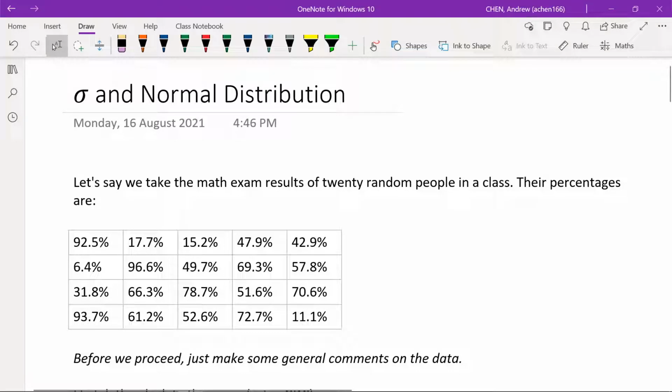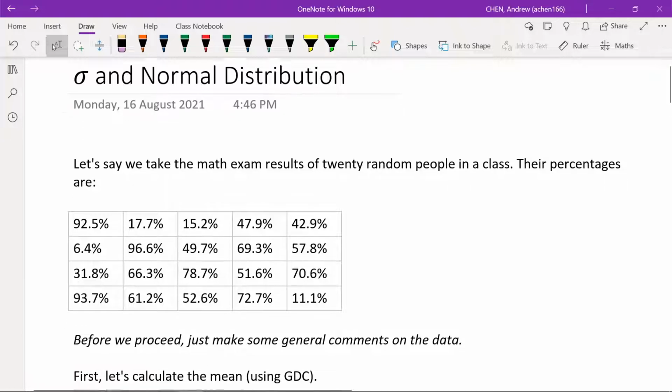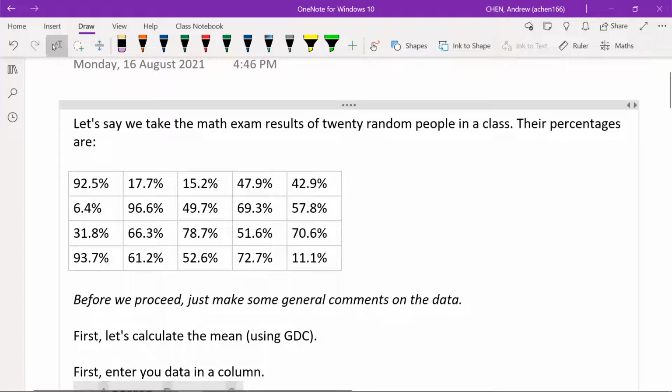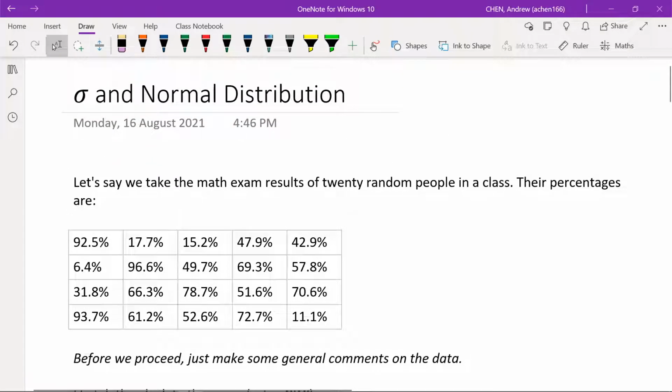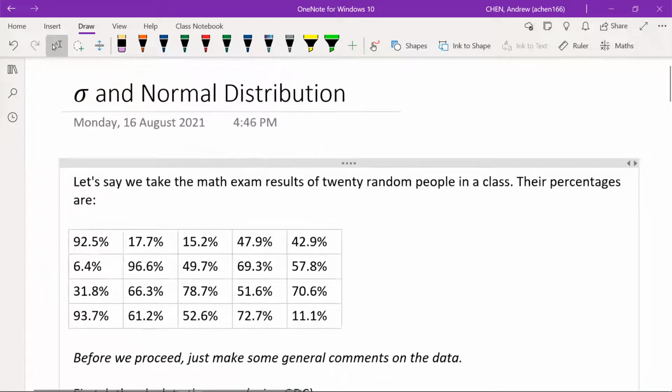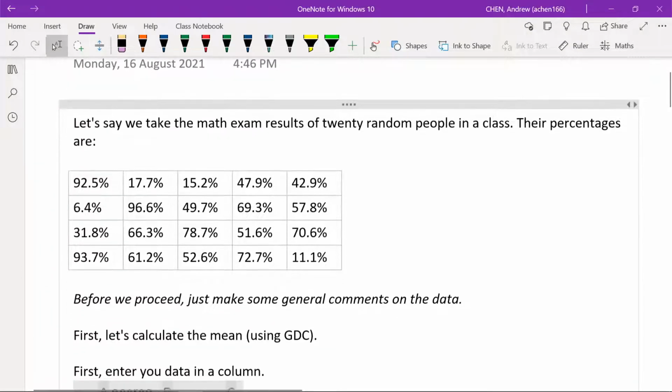Hello everyone. In this video I'm just going to give you a quick introduction to standard deviation and normal distribution. I'm going to use one example and hopefully you'll be able to apply this going forward. So let's start with standard deviation and let's try to develop some understanding of what it is.